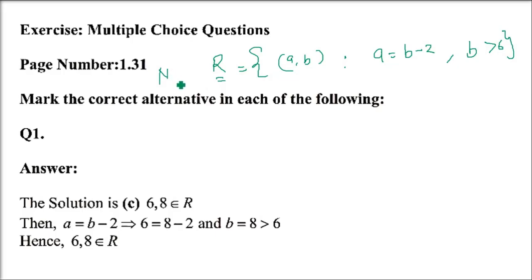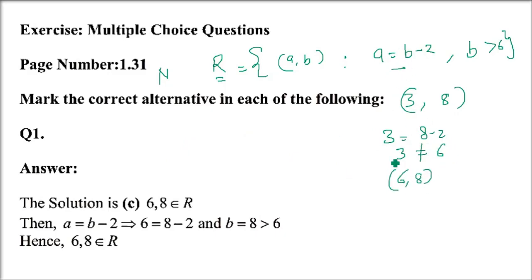So there are 4 options. I'll just take one of them and let us see whether the condition is followed or not. If I put 3 and 8, A will be 3, B will be 8. So A, 3 equals 8 minus 2, this is going to be 6. 3 is not equal to 6. So 3, 8 is not true.